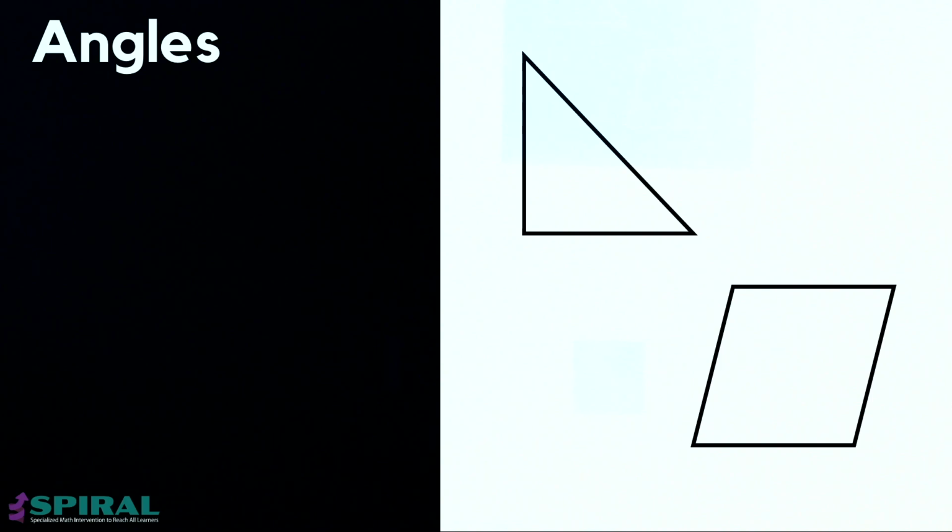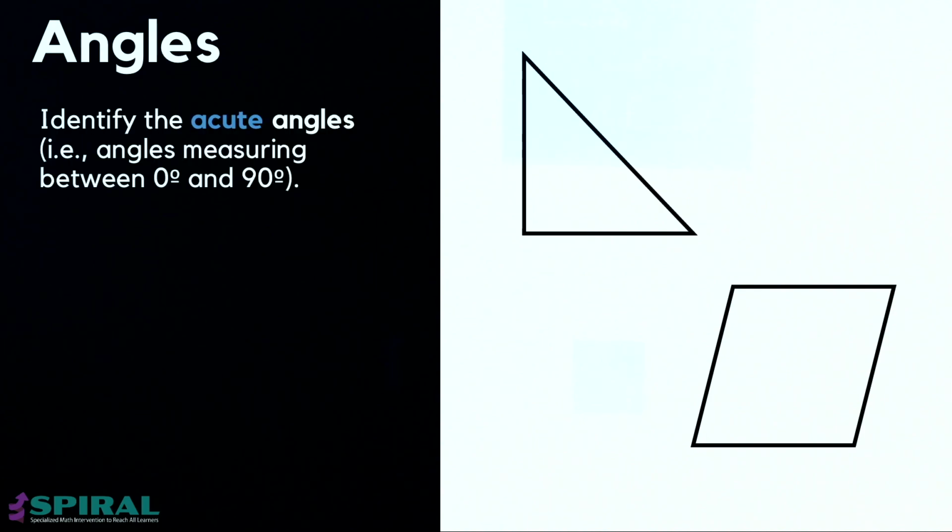Next, we have angles. To understand and define angles within a two-dimensional figure, teachers can use angle legs, geoboards, pattern blocks, and/or shapes to support students' understanding. First, identify the acute angles, or the angles measuring between 0 and 90 degrees in blue.